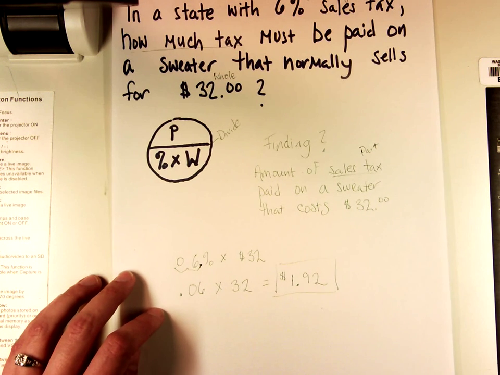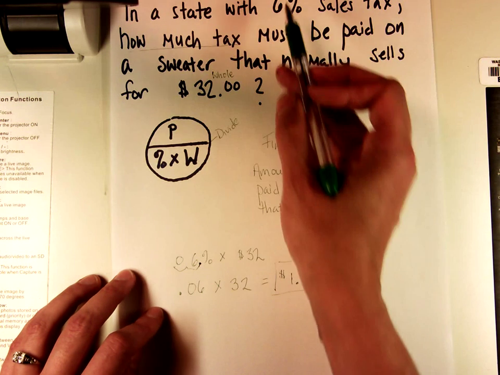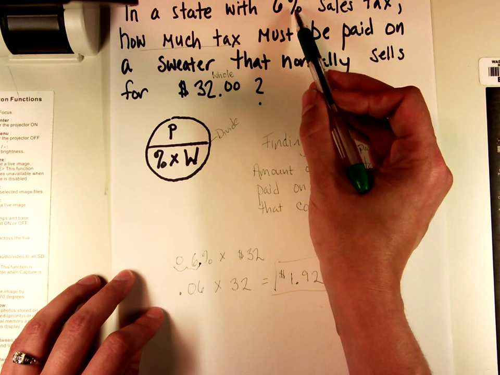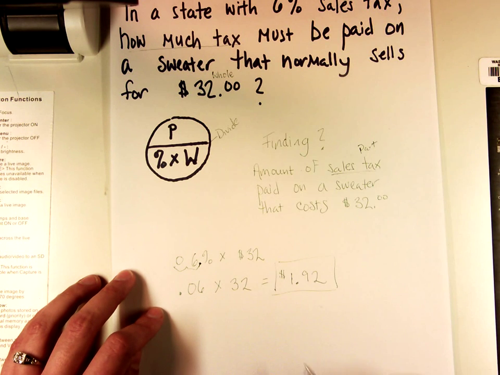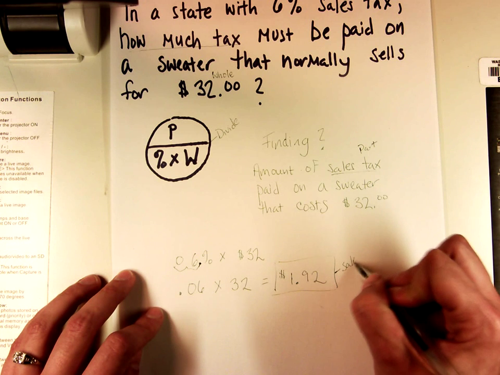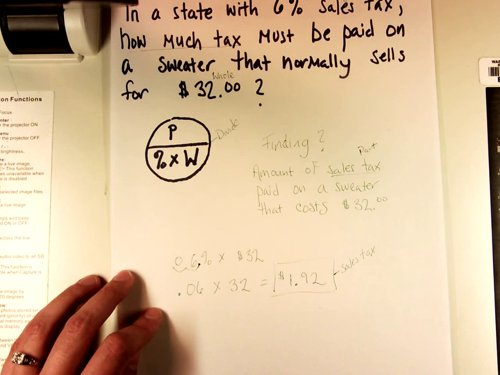And let's double check and make sure we found what we thought we were finding here. Okay. I was looking for sales tax, 6%, and I want to know the total cost of the sales tax. And here I found it right here. So on my sweater that costs $32, I will pay $1.92 in sales tax.